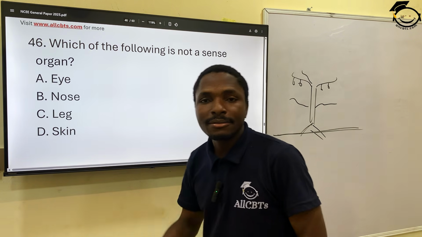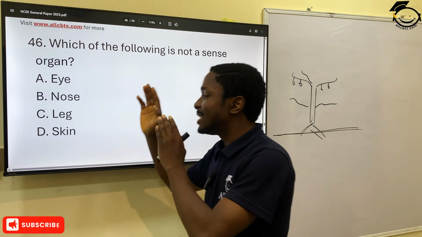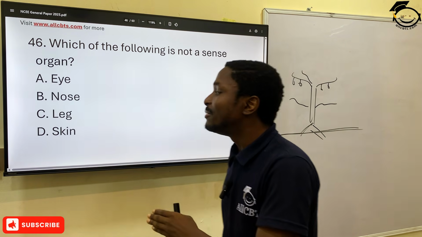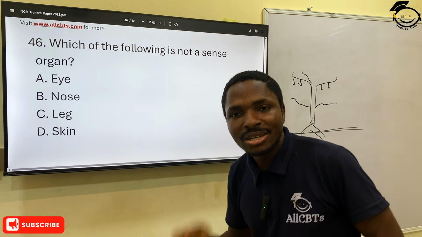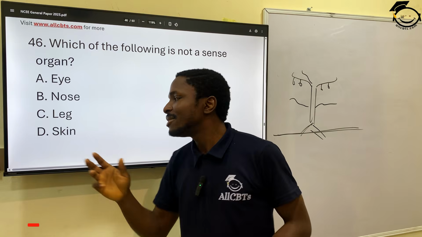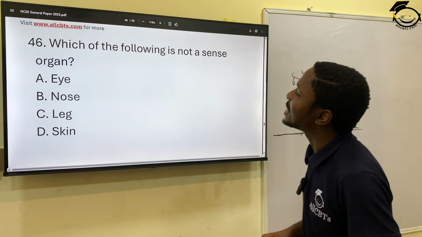You have leg. It's not a sense organ. It is actually an organ for movement, but it's not a sensory organ. You don't sense things from your leg, right? Okay, it's not a major sensory organ.